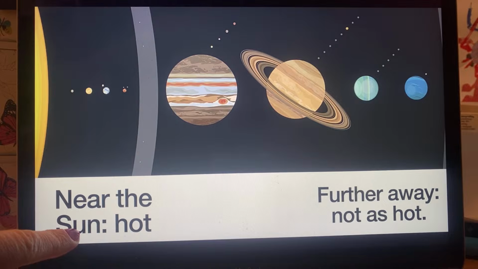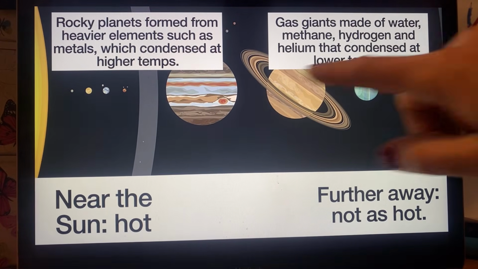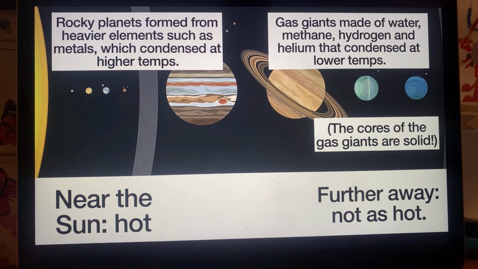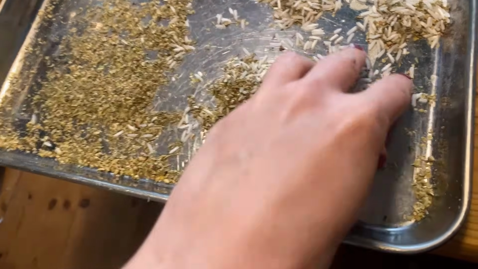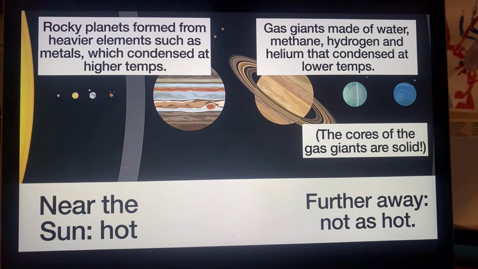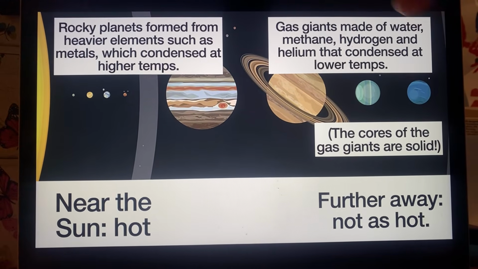Near the sun is hot, children. Further away, not as hot. So the rocky planets formed from the heavy elements, and the gas giants formed from water, methane, hydrogen, and helium that condense at lower temperatures. Yay! As our model showed quite nicely, there is some helium trapped in Earth, there are some lighter elements trapped in the rocky planets, and there are some heavy metals in the gas giants, but just generally speaking. So the cores of the gas giants are solid, actually, because they are solid water, methane, hydrogen, helium.